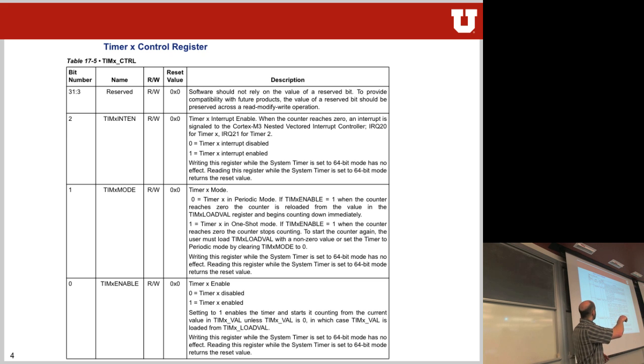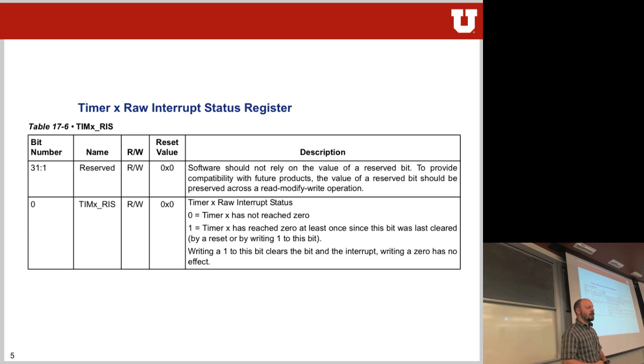Timer mode has nothing to do with interrupts. Really, it tells you how the timer counts up or down or resets and stuff like that. We will talk about that later. And then timer enable just enables or disables the timer, so it starts counting or stops counting. Okay, so let's look at the next one. So far we could enable the interrupt.